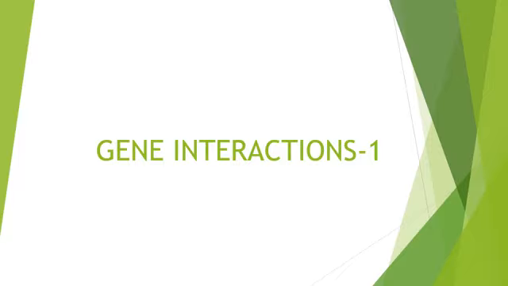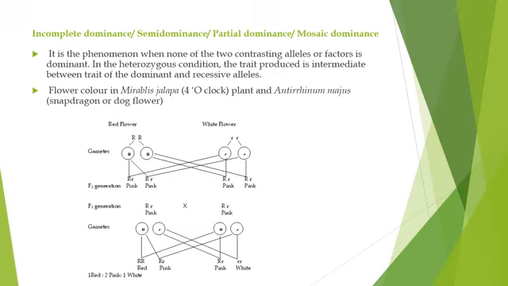Gene interactions. We'll be talking about post-Mendelian concepts in this part. We have talked about dominance, in which the expression in the F1 is called dominant, and that which does not express itself in the F1 is called recessive. But here we get a condition in which, suppose we take a red flower and a white flower, and when you cross these two flowers, you get all pink flowers.